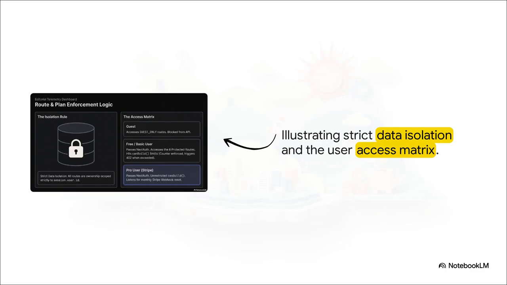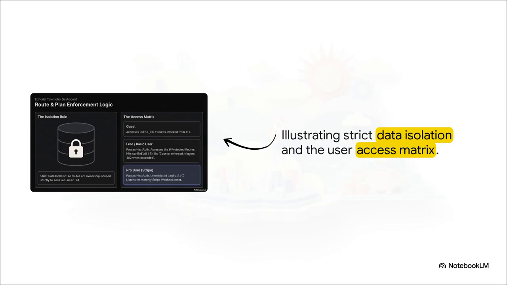All right, let's switch gears to security and multi-tenancy, which is a huge deal for any SaaS app. On the left, you see the isolation rule. What this means, in plain English, is that every single request is tied directly to a user's ID. It is architecturally impossible for one user's data to leak over to another. It just can't happen.